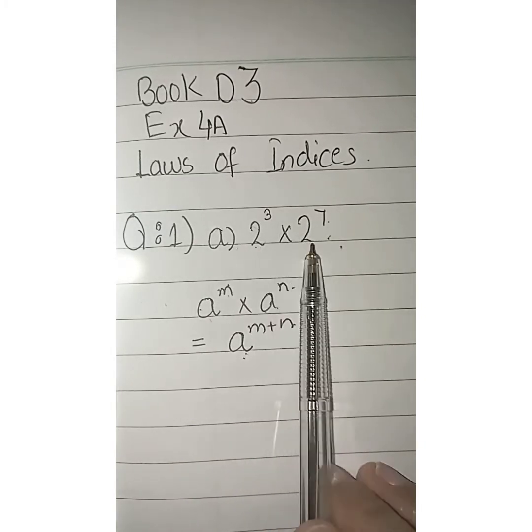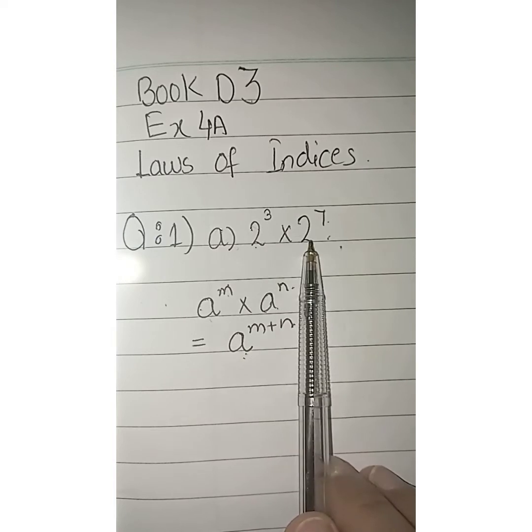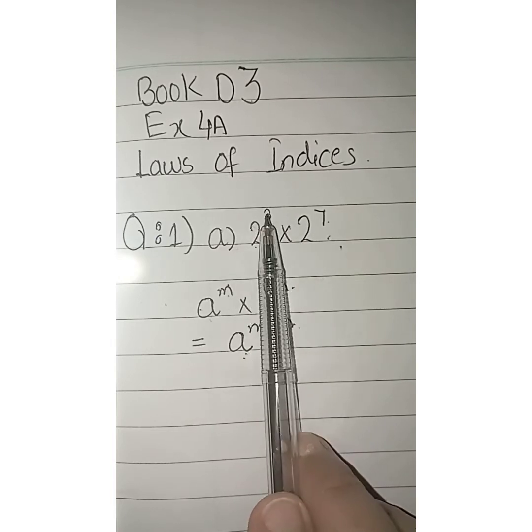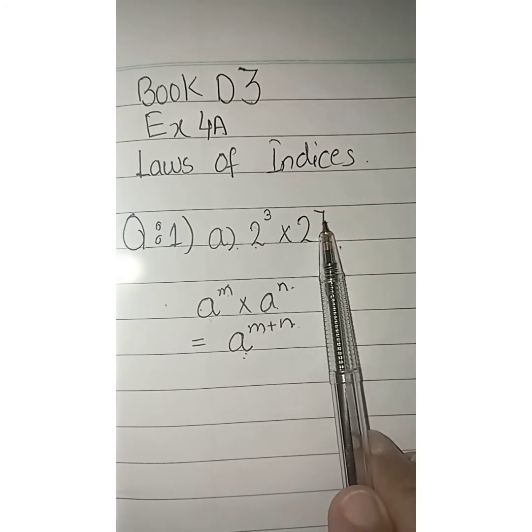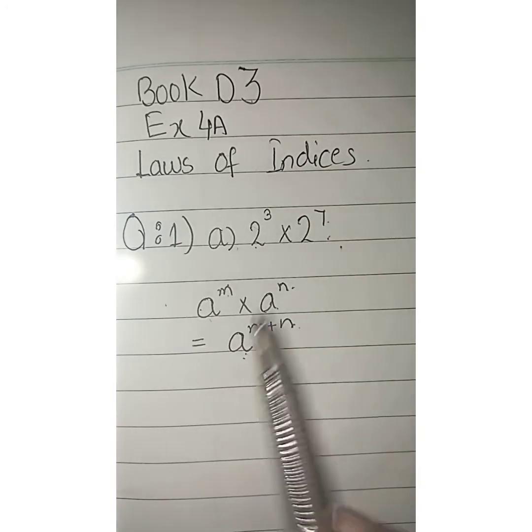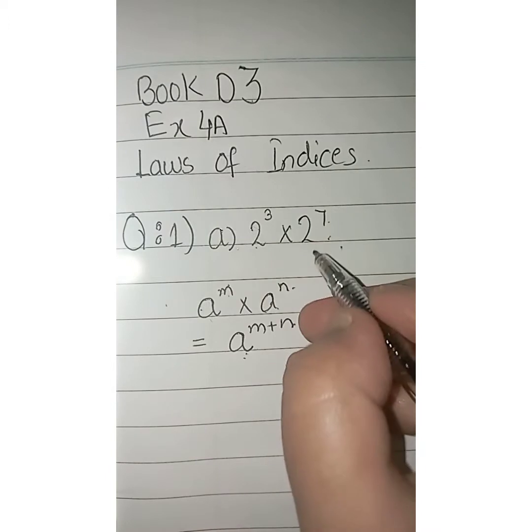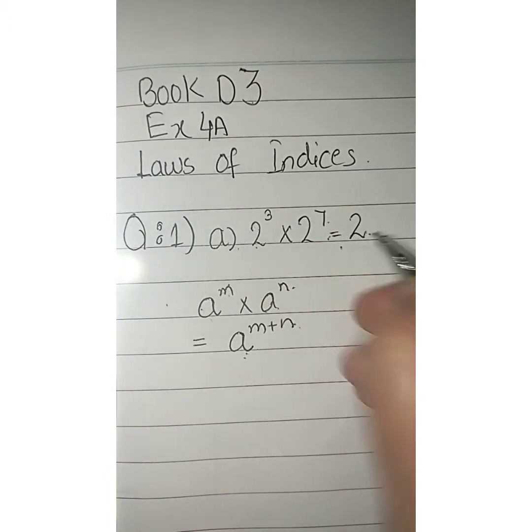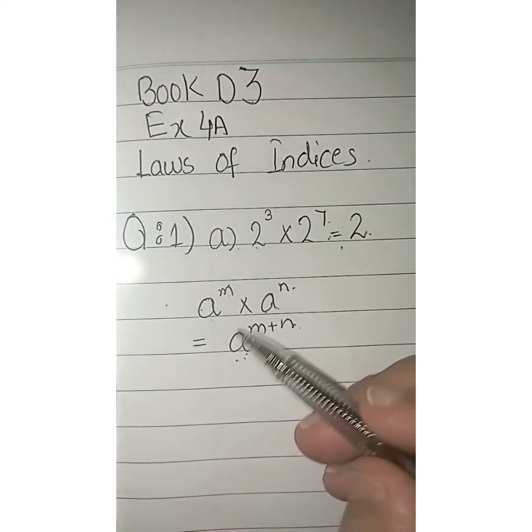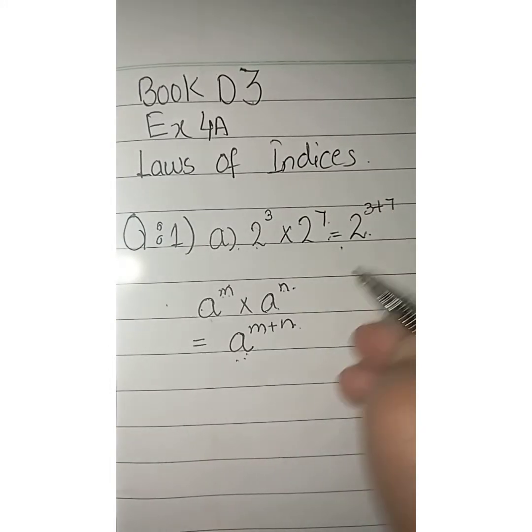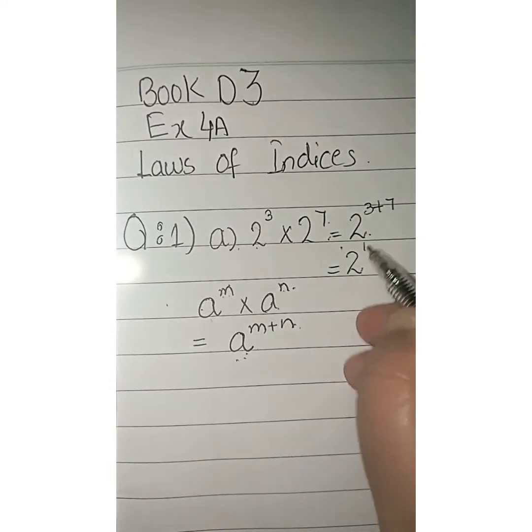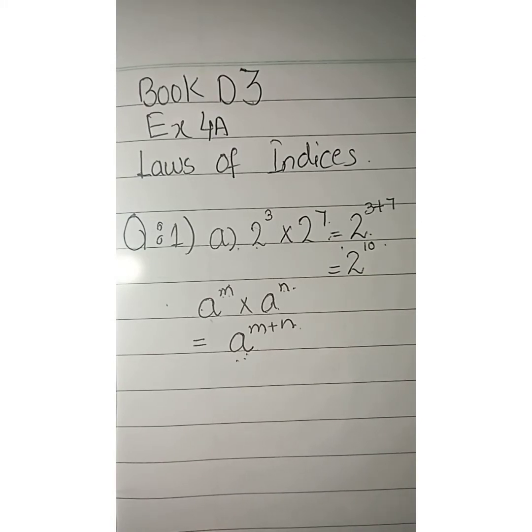We can see the same base 2 and 2 is here, and there are different powers. This 2 has a cube power and this 2 has a power 7. So we will apply the rule and write 2 one time, just like a one time, and then m plus n means that we are adding 3 plus 7, so we will get 2 power 10. So this is the answer of the first part.